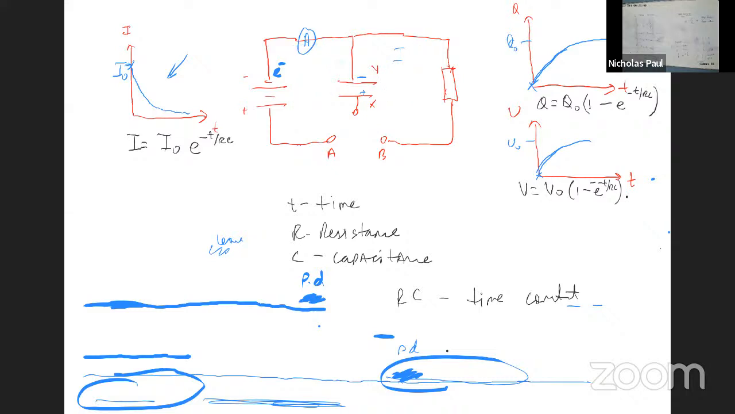Let's try discharging now. So we're moving it now from A to B. Let's see if we could figure out what the graphs will look like.